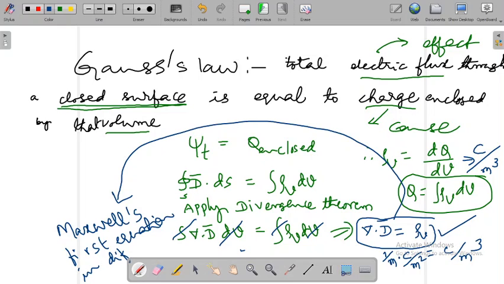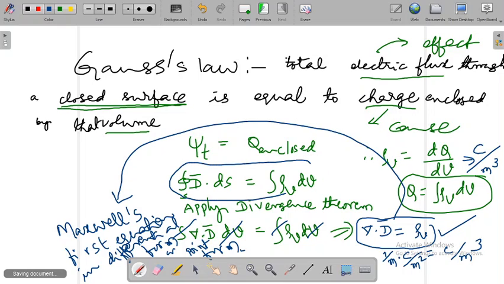This is the differential form or point form. Integral form is nothing but this one. This is in integral form. This is the integral form of the Maxwell's equation, whereas this one is the point form.